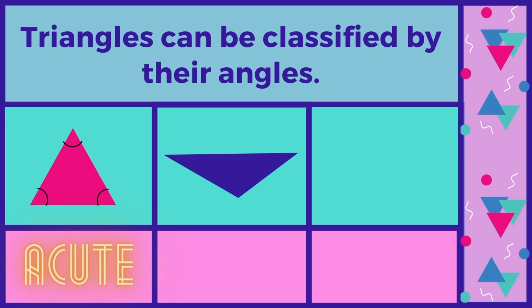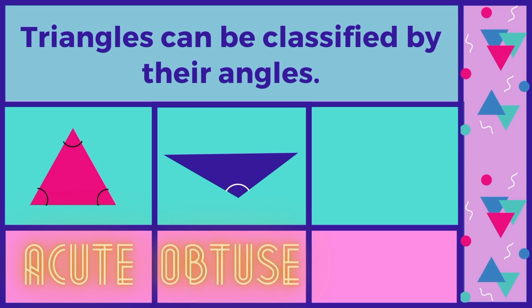A triangle with one obtuse angle, and it only takes one. If it has one obtuse angle, any obtuse angle, then it's an obtuse triangle. You don't even need to look at the other 2 angles. If it has one obtuse angle, you're done. It's an obtuse triangle. Same thing with a right triangle. If it has one right angle, and that's all it can have, so if you see a right angle, you don't even have to check for anything else. It's a right triangle.